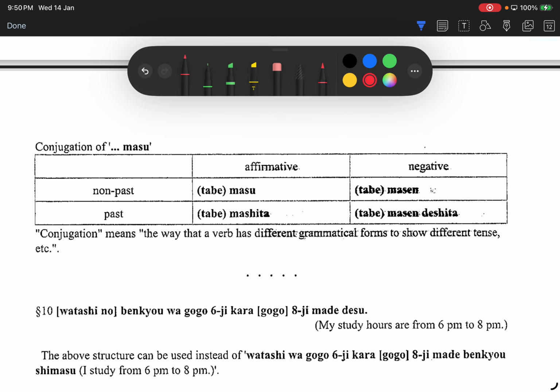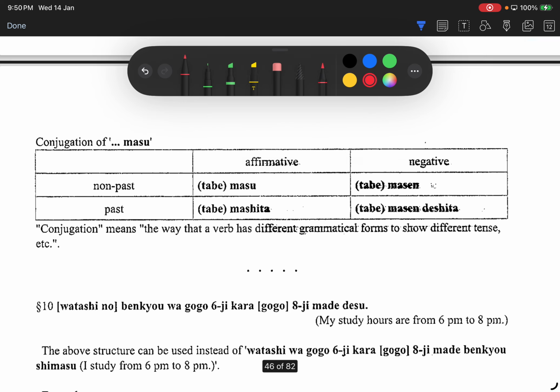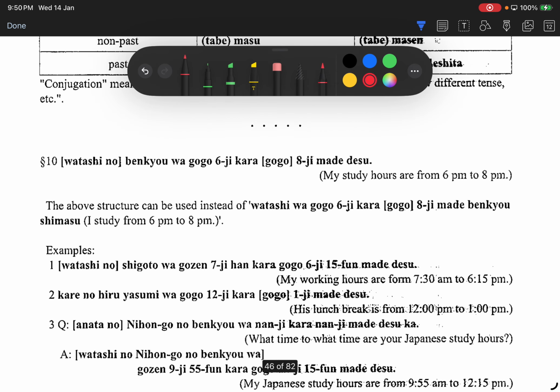Yeah, so basically it's a table that tells you what is the past tense, what is the not past tense, what is the affirmative, what is the negative version. Okay, this one I'll trust that you will use it. Let's go to number 10.